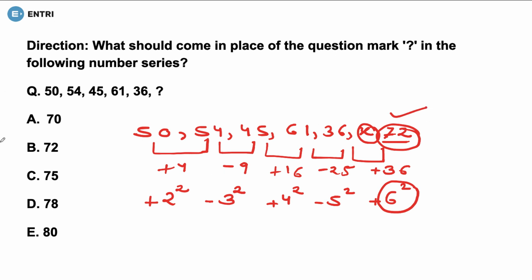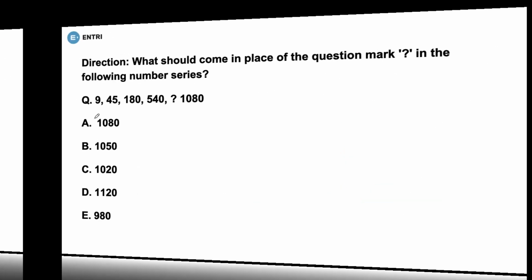So is there any 72 option? Yeah, option number B is giving 72. Hence our option is option number B. Let's move on to the next question.